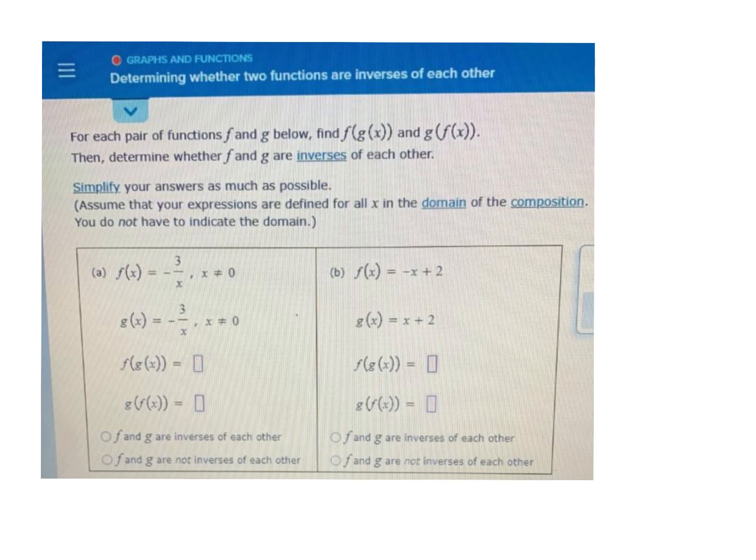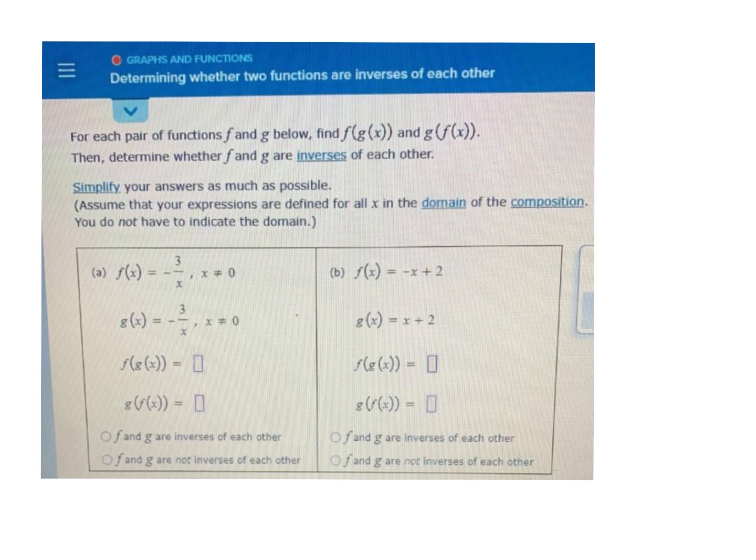Okay, in this section we're looking to see if two functions are inverses of each other. And the big way we want to see if they are inverses of each other is if their compositions, if we put one into the other, both equal x. So when we put them in, they both must equal x. So in the first one, they are the same. We have negative 3 over x for f and negative 3 over x for g.